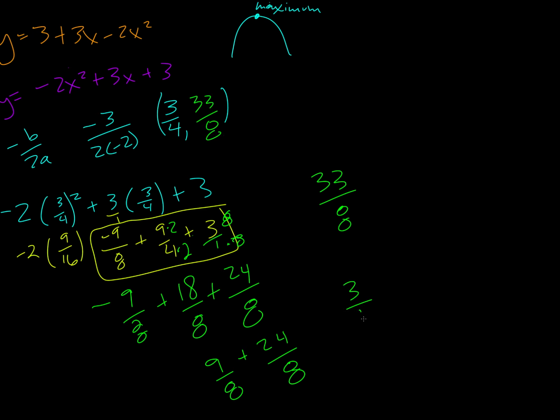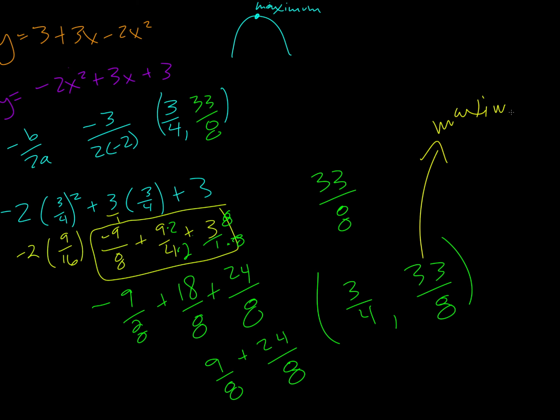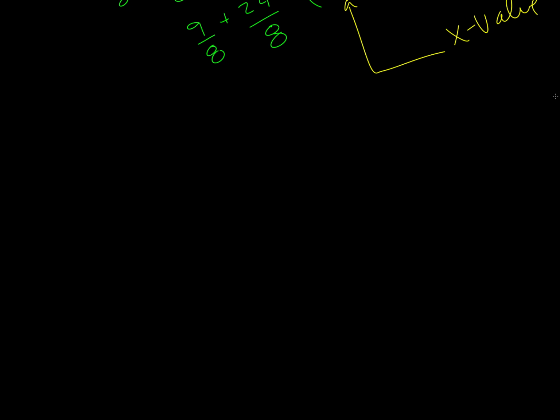So we have 3/4, 33 over 8. So 33 over 8 is the maximum. And then this is the x value where that maximum occurs. Okay, now they're going to give us a story problem to see if we really got this.